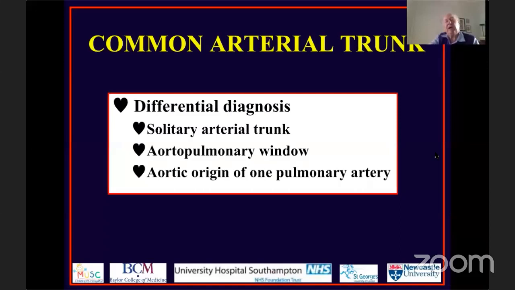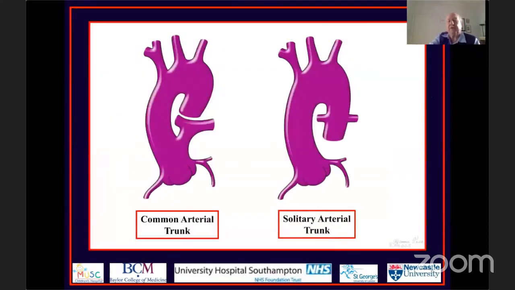So let me finish by emphasizing the differential diagnosis. There are other lesions that might appear as common arterial trunk. Here I've listed them: a solitary trunk, aortopulmonary window, aortic origin of one pulmonary artery. Why do we call some instances solitary arterial trunk? What is the difference between a solitary trunk and a common trunk? And the difference is the absence of the intrapericardial pulmonary arteries. Because on occasion, those intrapericardial pulmonary arteries can be atretic, and they can still arise from a common arterial trunk.